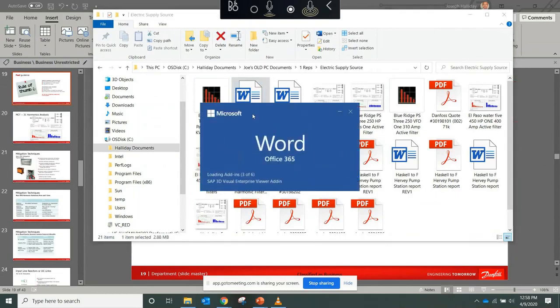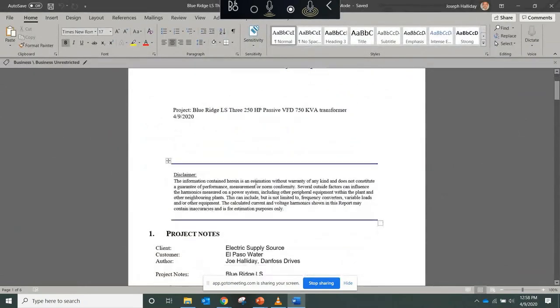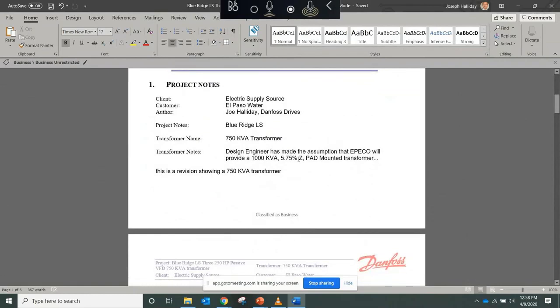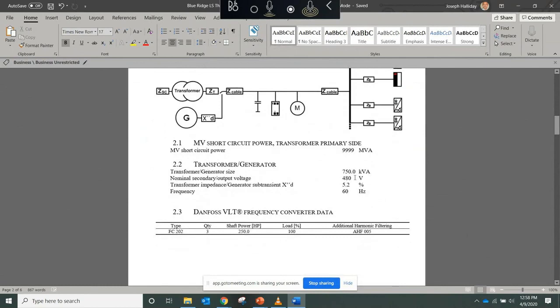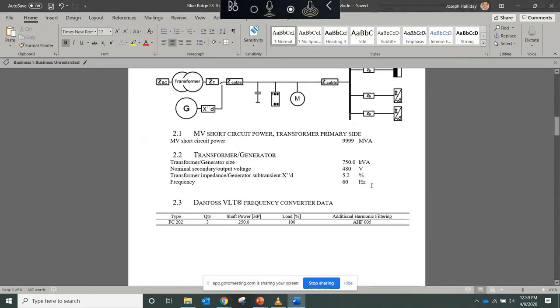All we really need is the transformer data. I can show you some different things. This is what our report comes out at. And the design engineer made the assumption that El Paso Electric will provide a 1,000 kVA transformer, 5.75% impedance. So we put that data in. The system will pick, actually I redid this at 750 kVA. The system will pick a generic impedance or a typical impedance of that transformer. And if it's actually different, in this case it was different, it was about 5.6, I believe. And the engineer asked me to rerun it, and it didn't make a difference.